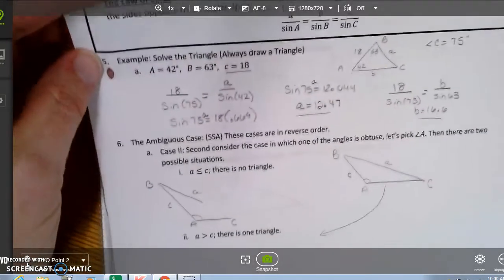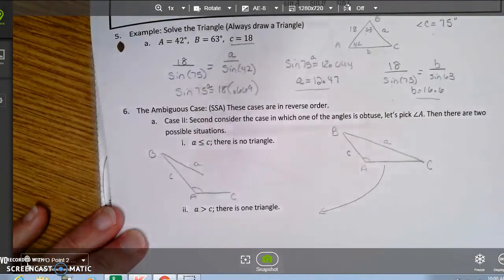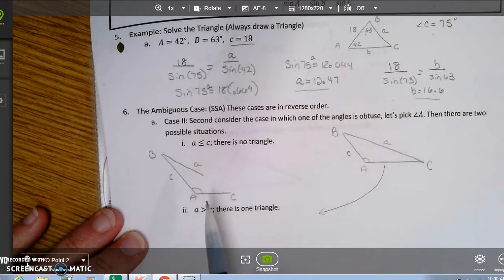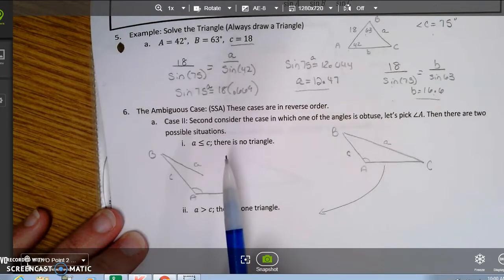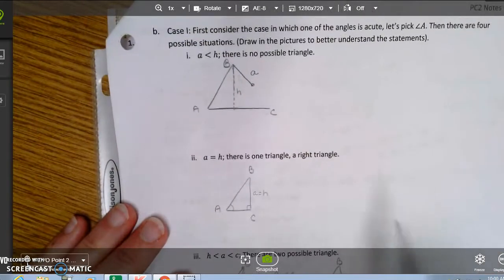So this next part talks about ambiguous cases, and that's when there are cases where there are no triangles, or there could be multiple triangles. So for example here, what if A was too short and would not fit all the way to the other side? Then that means that there could be a possibility of not having a triangle. Then there's the case where there's one triangle, right? So the other cases have to do with the hypotenuse, or the height.